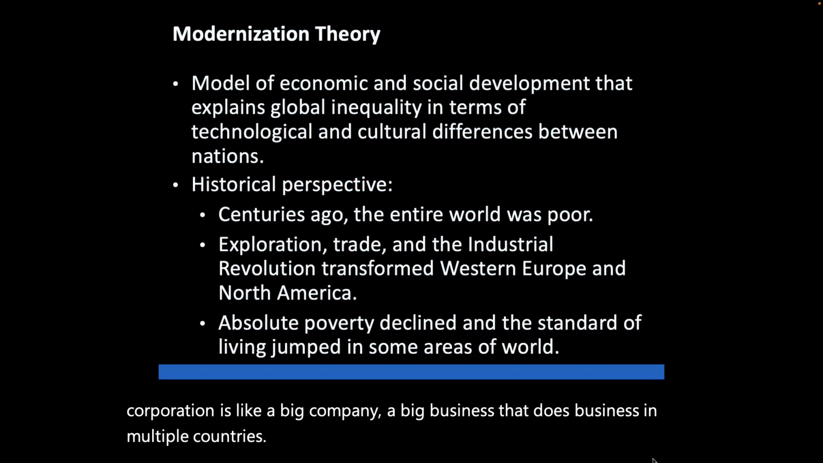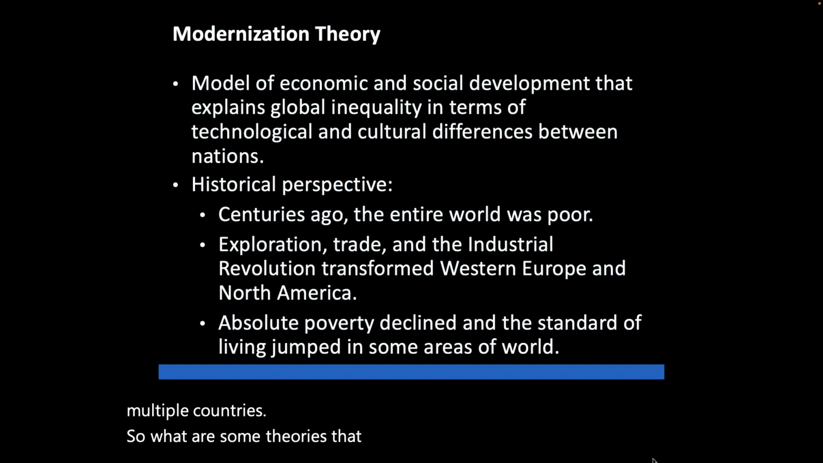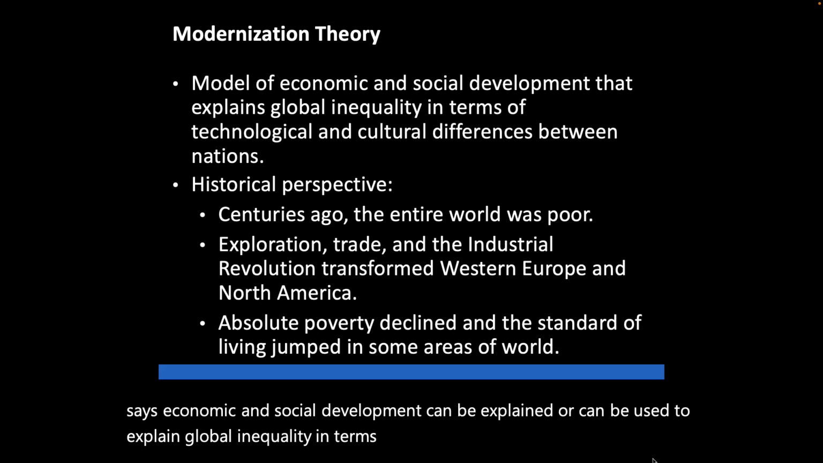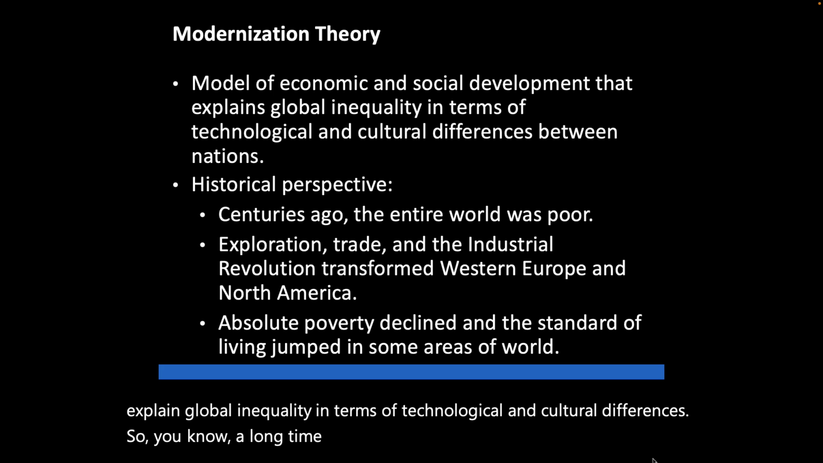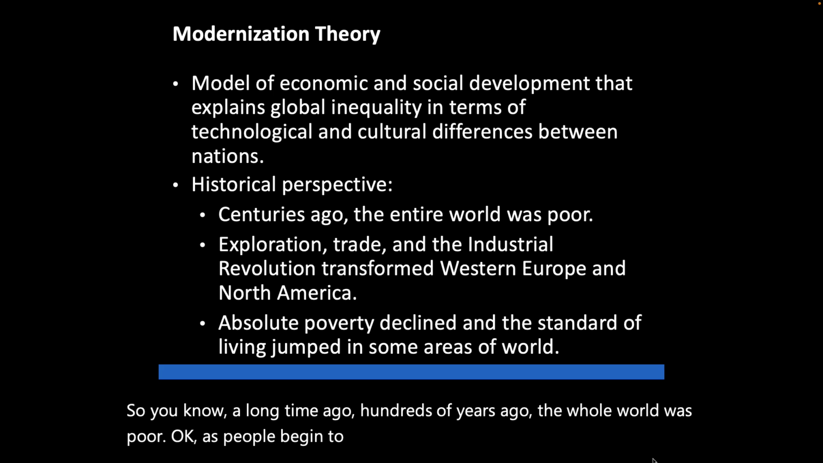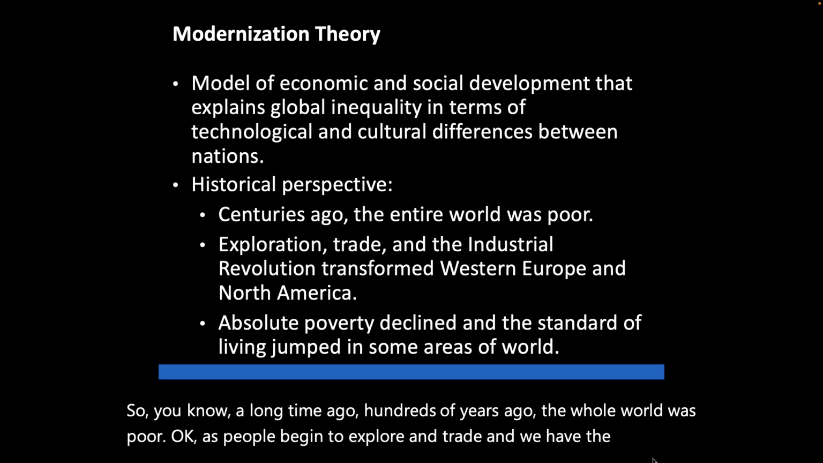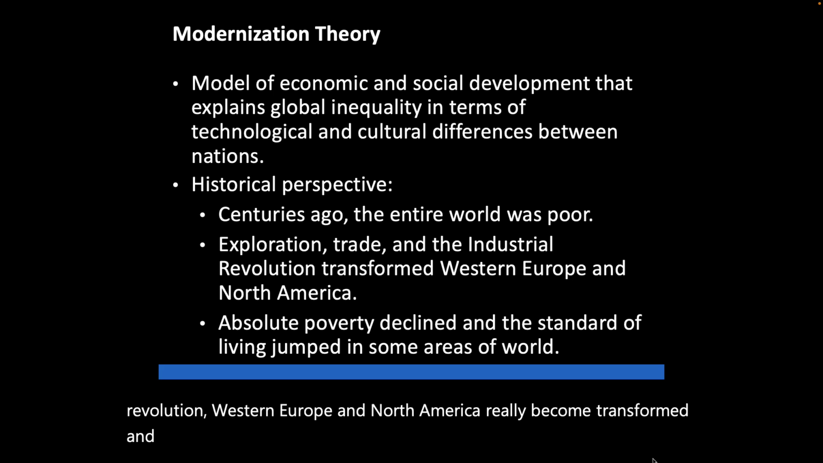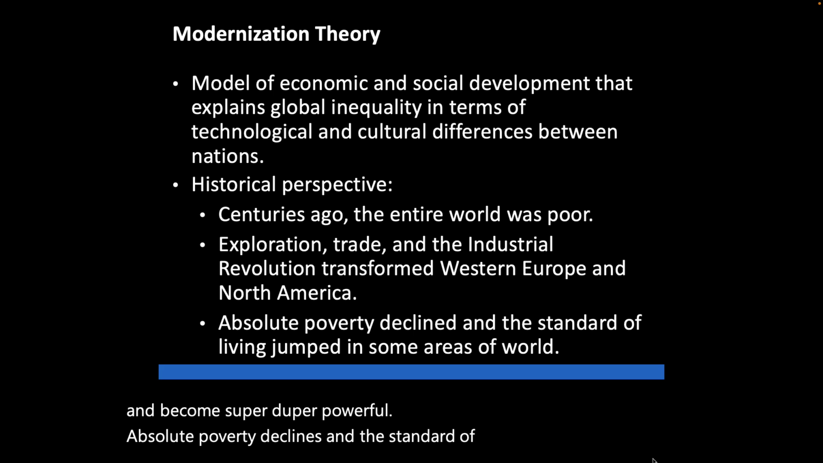So, what are some theories that explain this? Well, modernization theory says economic and social development can be used to explain global inequality in terms of technological and cultural differences. So, hundreds of years ago, the whole world was poor, okay? As people begin to explore and trade, and we have the Industrial Revolution, Western Europe and North America really become transformed and become super powerful. Absolute poverty declines, and the standard of living jumps in some areas of the world.